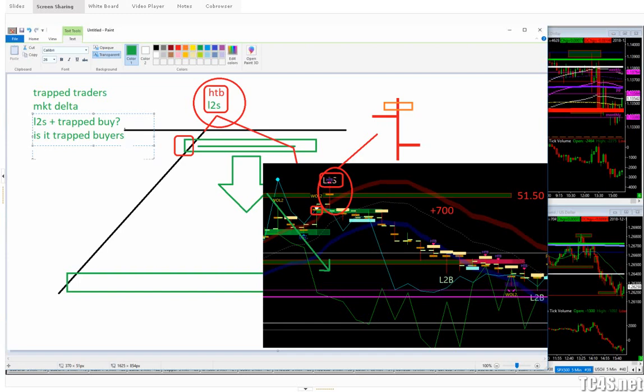The answer is we don't actually know if it is trapped buyers, but what we can probably come up with is that it's almost definitely a stop run. Because what is a stop run? On the basis that this is a level 2 sell, there must have been a level. Agreed? So if there's a level, there's got to be stops above the level. If there's stops above the level, what are those stops?